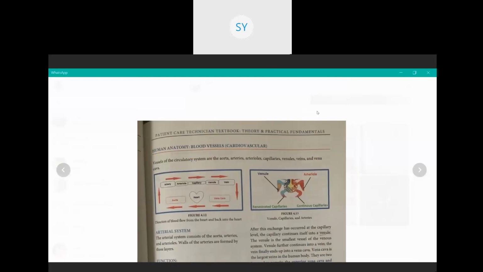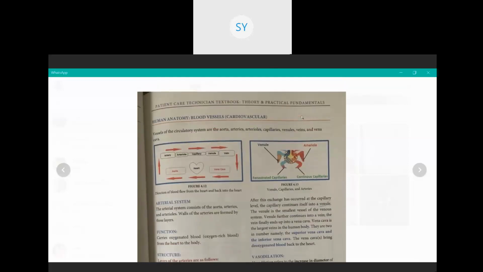Now see here, this is another thing. We're going to talk about all the vessels, the vessels which are helping to regulate the blood.